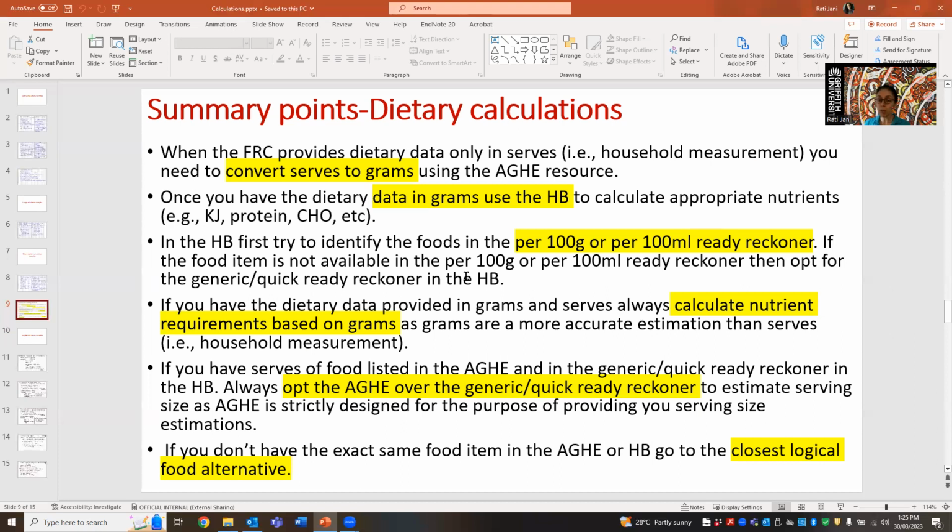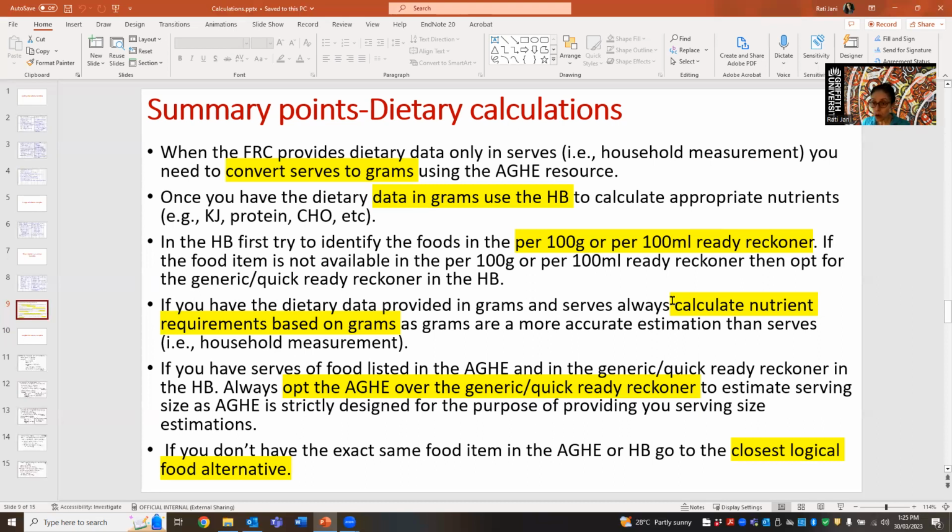This thumb rule applies irrespective across your life, guys: when you have a more specific, more accurate dietary data resource, you're going to use that over something which is more generic, something which is done for some quick calculations. Okay, so these are the key points over here. Then the next point is that if you have the dietary data provided to you in grams and in serves, so you have both options, then what do you do? Well, you calculate the nutrient requirements based on grams.